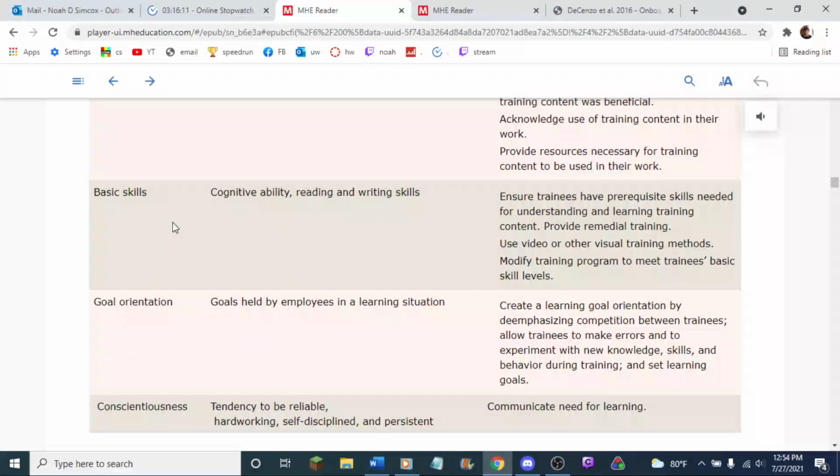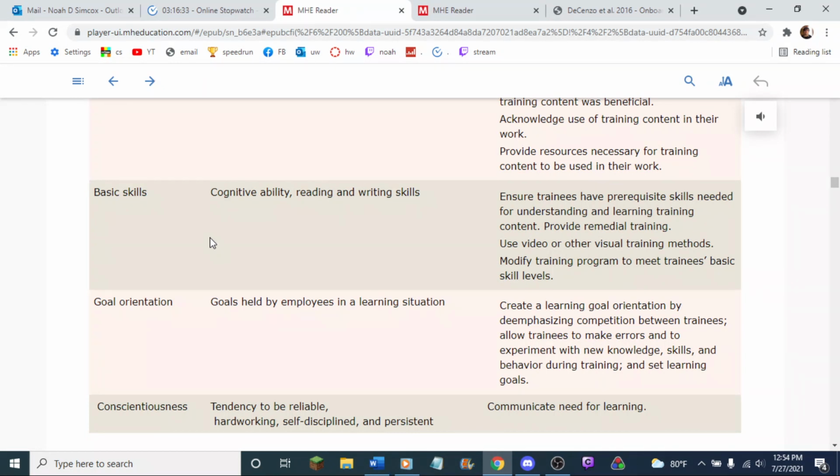Basic skills. Cognitive ability, reading and writing skills. Ensure trainings have prerequisite skills needed for understanding and learning training content. Provide remedial training. Use video or other visual training methods. And modify training program to meet trainees' basic skill levels.